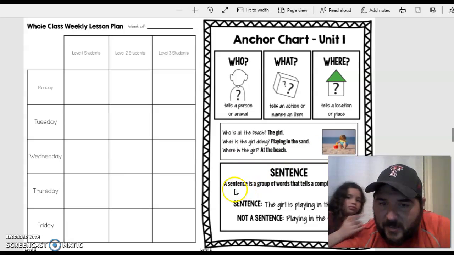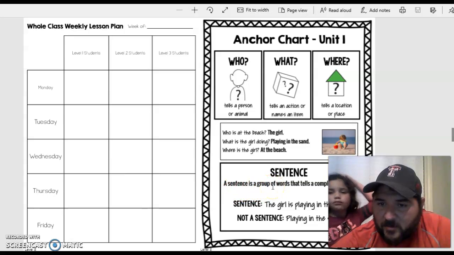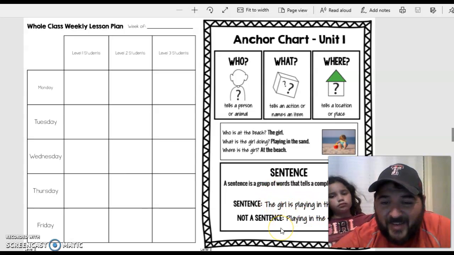So creating a sentence: a sentence is a group of words that tells a complete thought. Sentence: the girl is playing in the sand. Example of not a sentence: playing in the sand, because it doesn't tell us who.